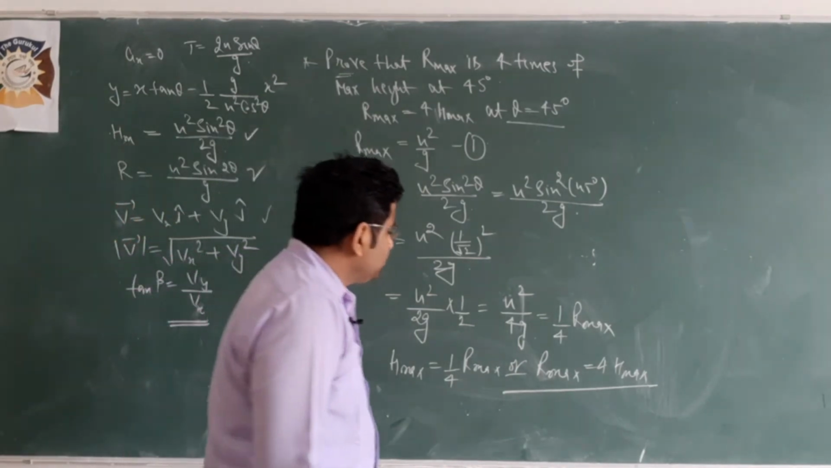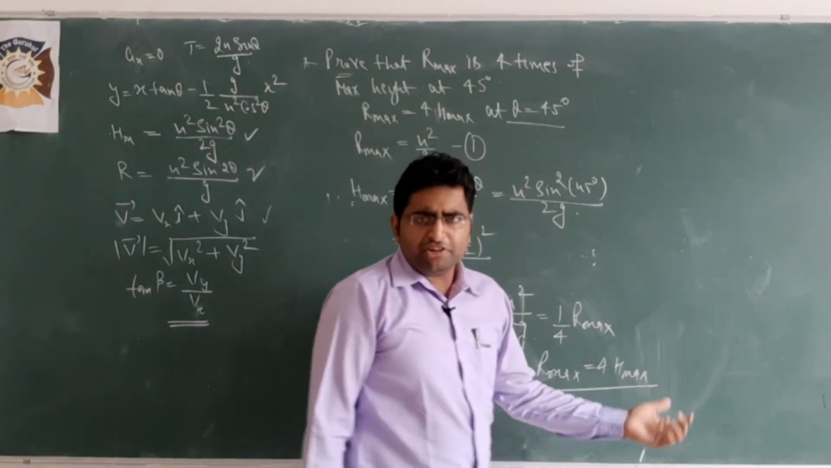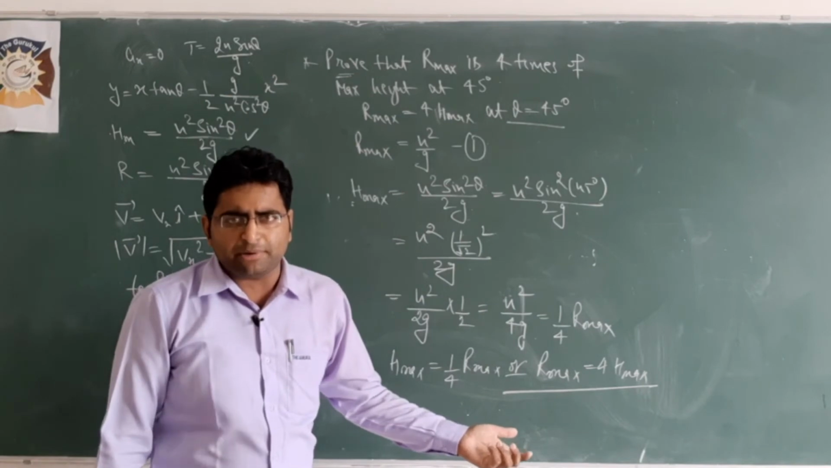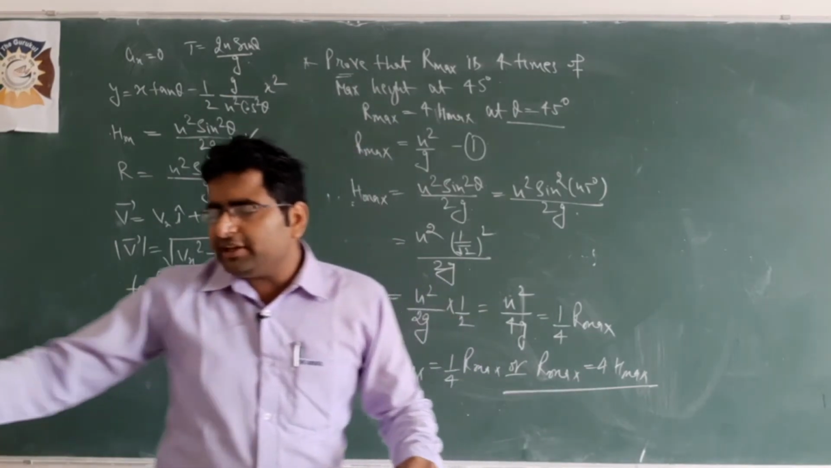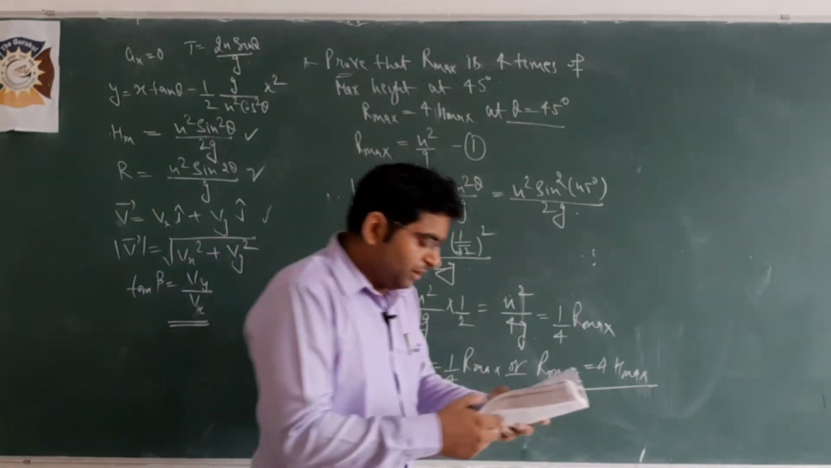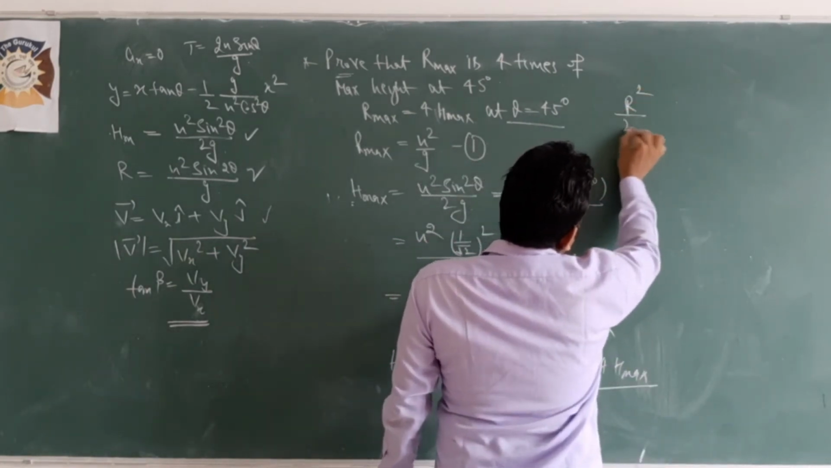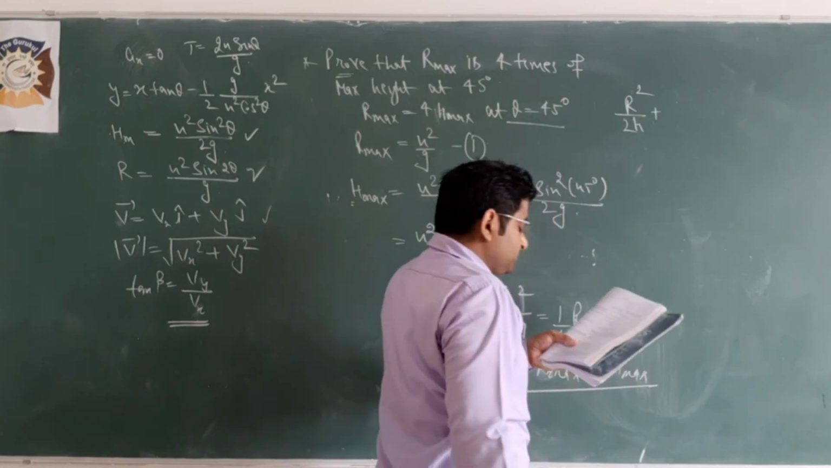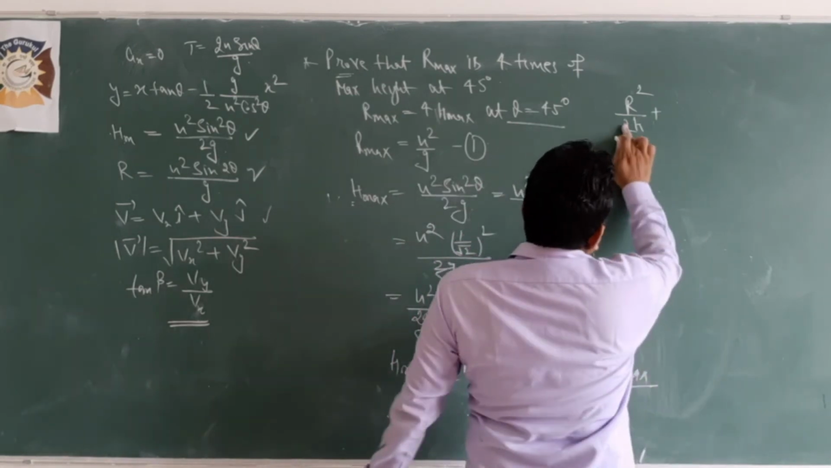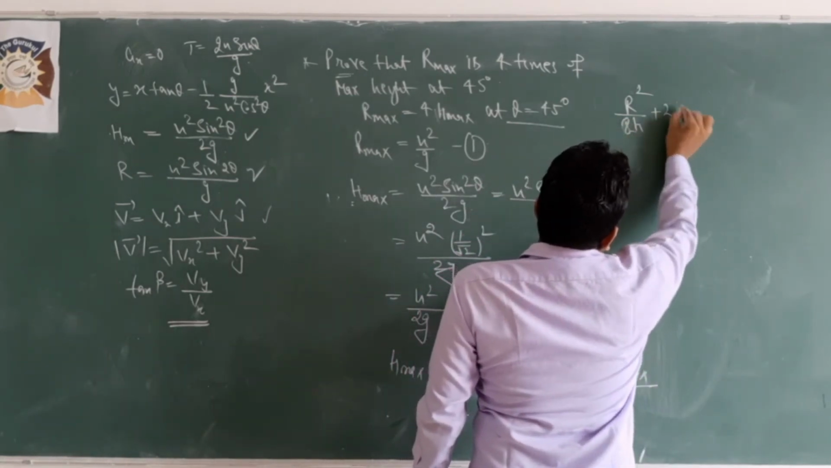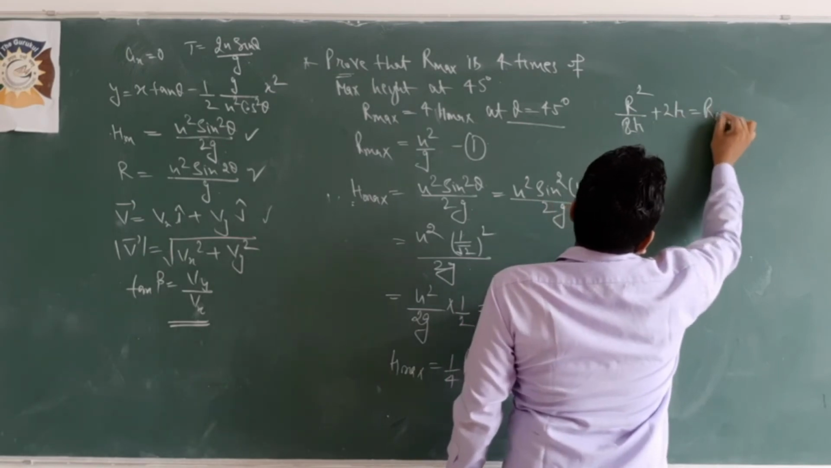क्लियर? सो बेटा ये भी एक रिलेशन बन जाता है, कई बार आपसे पूछा जाता है एक नंबर में। तो बेटा इसके बाद आपके पास एक और रिलेशन है जो कई बार पूछा नहीं जाता, दैट इज r स्क्वायर अपॉन 2h प्लस 2h इज इक्वल टू r max.